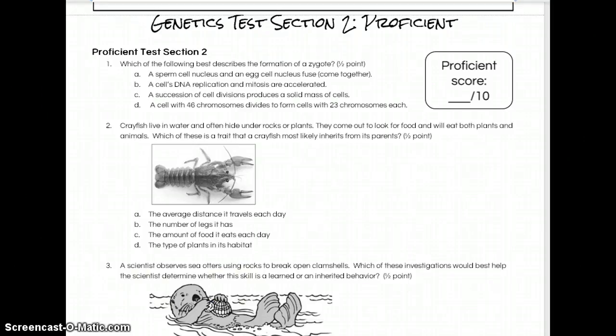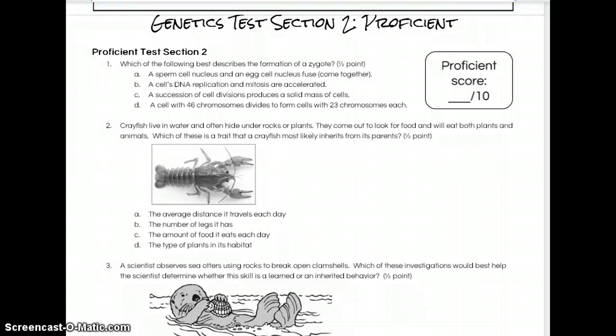Number 2. Crayfish live in water and often hide under rocks or plants. They come out to look for food and will eat both plants and animals. Which of these is a trait that a crayfish most likely inherits from its parents?